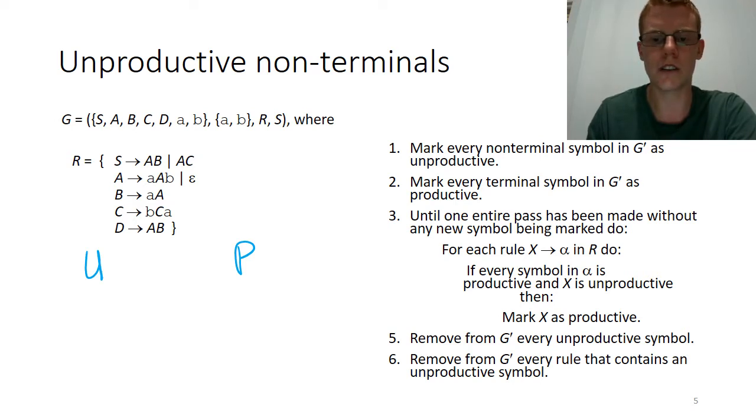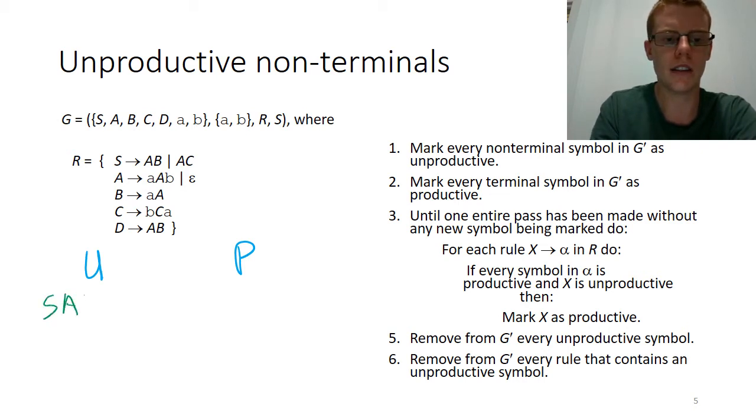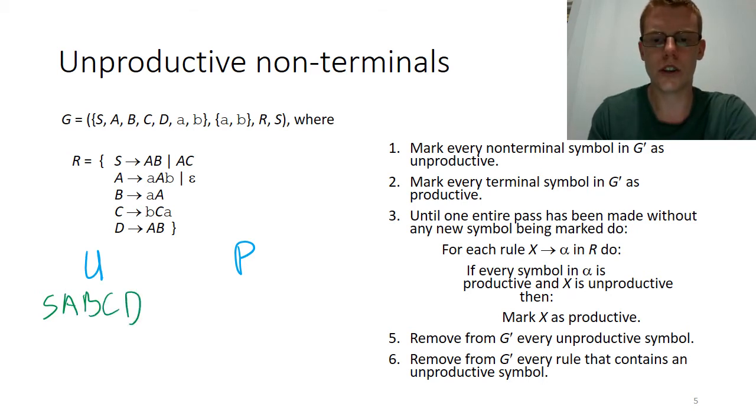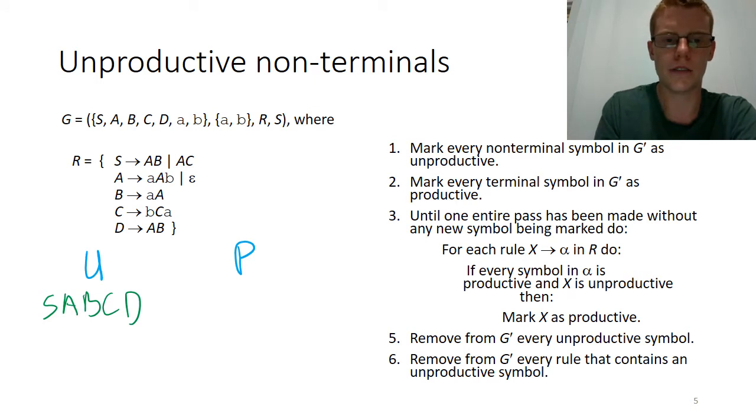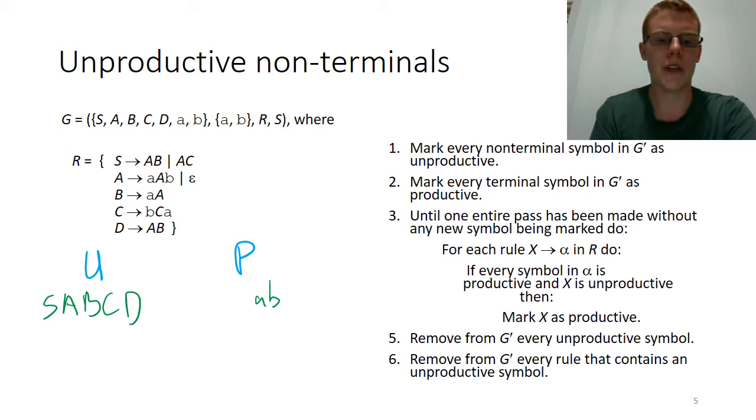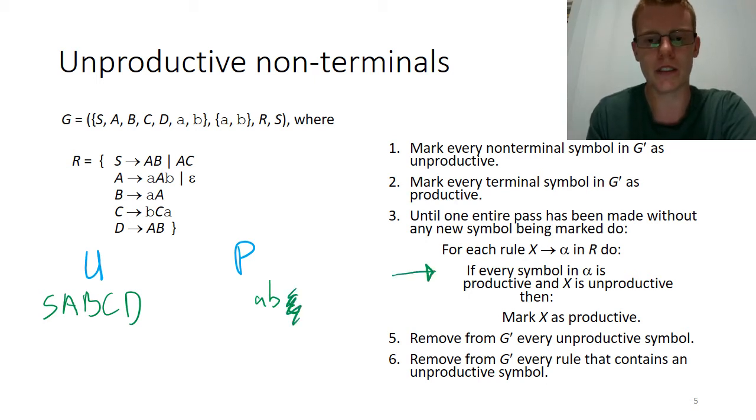And then I'm going to work in a different color here. So the first thing we do is all of the non-terminal symbols are unproductive: S, A, B, C, D. And all of our terminal symbols are productive, so little a and b. And then I would also put in EPS here, because you can either put it in there or you can remember that when you have a rule where the right-hand side is just EPS, then every symbol is obviously productive.